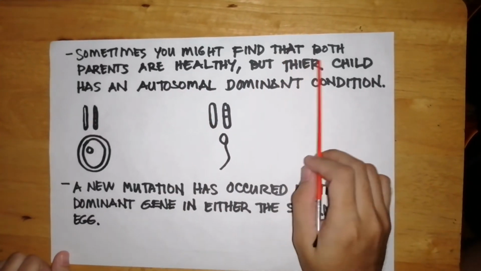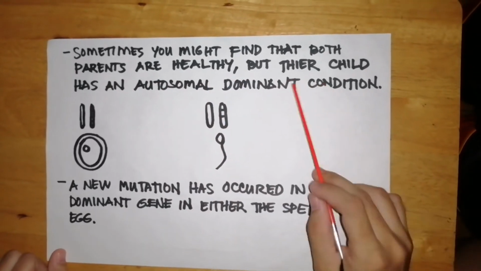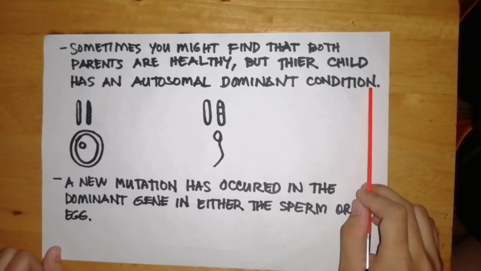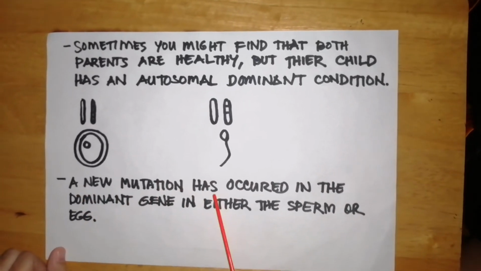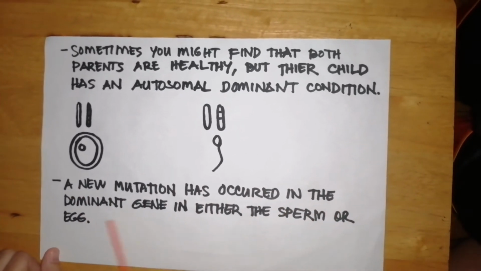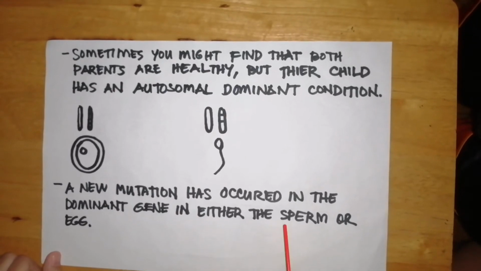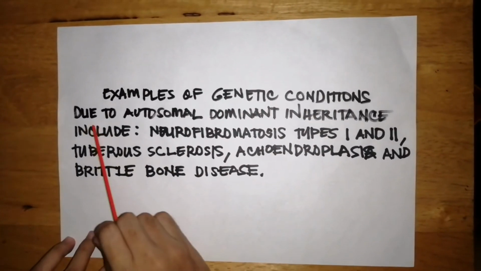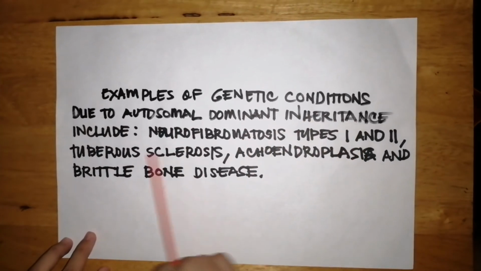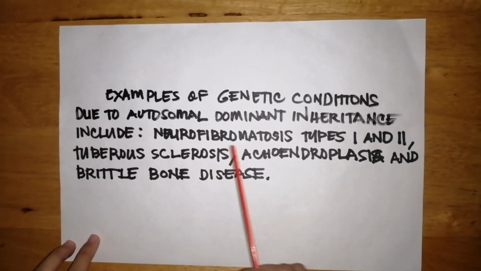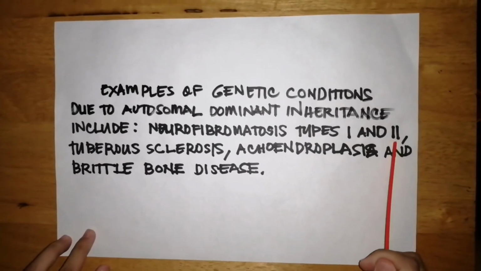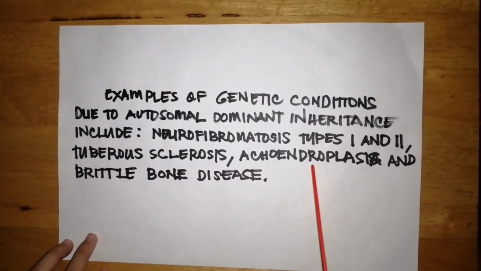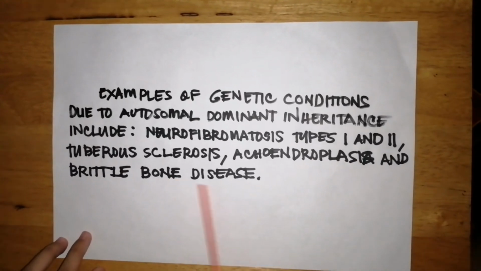Sometimes you might find that both parents are healthy, but their child has an autosomal dominant condition. This is because a new mutation has occurred in the dominant gene in either the sperm or egg. Examples of genetic conditions due to autosomal dominant inheritance include neurofibromatosis types 1 and 2, tuberous sclerosis, achondroplasia, and brittle bone disease.